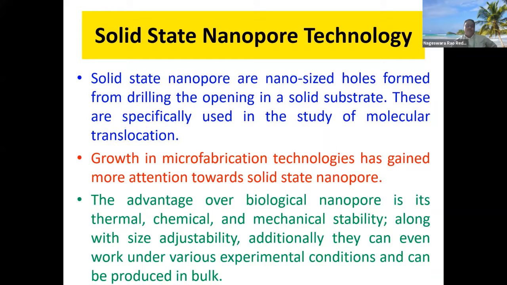And what is the most important thing here? Size. Nanopore means the material should be of nanopore size. So through this nanopore, the DNA can pass. So the size is also an advantage. So thermal, chemical, mechanical, and size adjustable. You can adjust your size based on your DNA. Okay, that is it. So all these made this solid state material an advantage over the biological nanopore material.